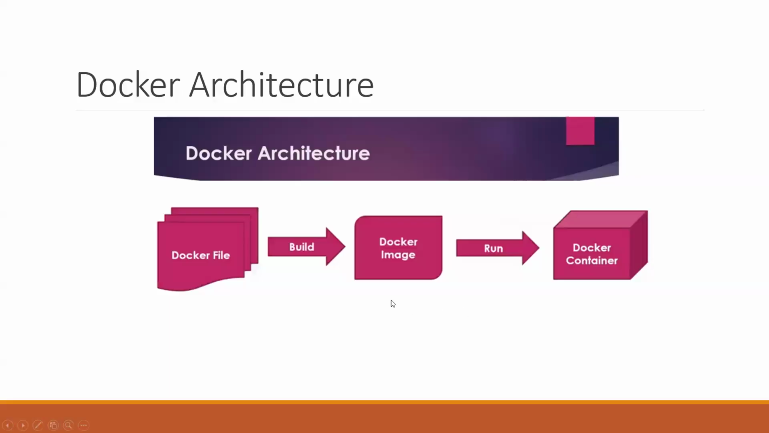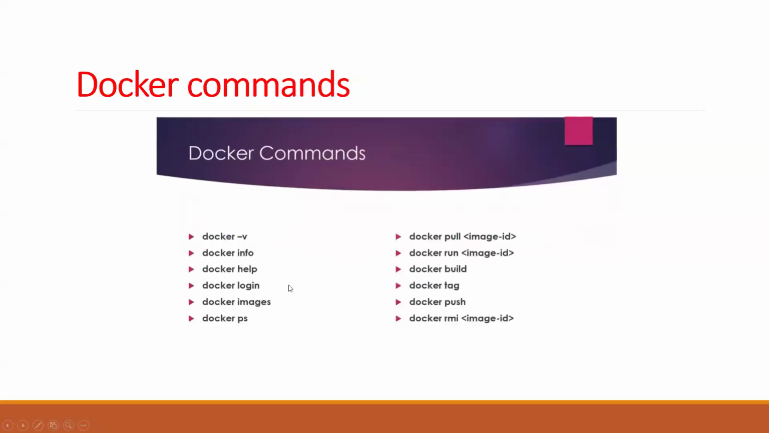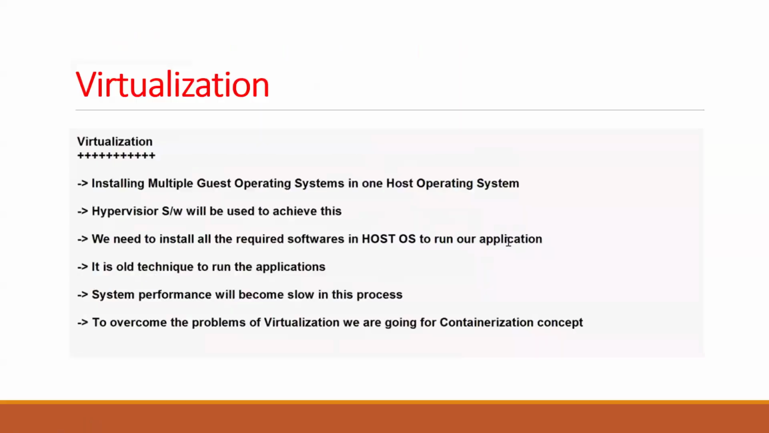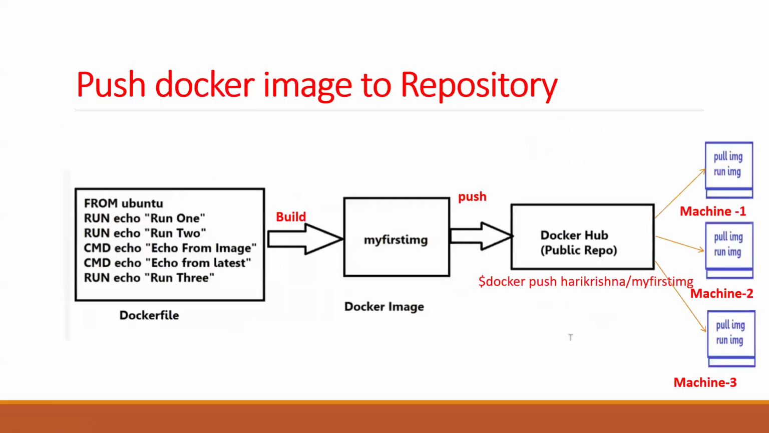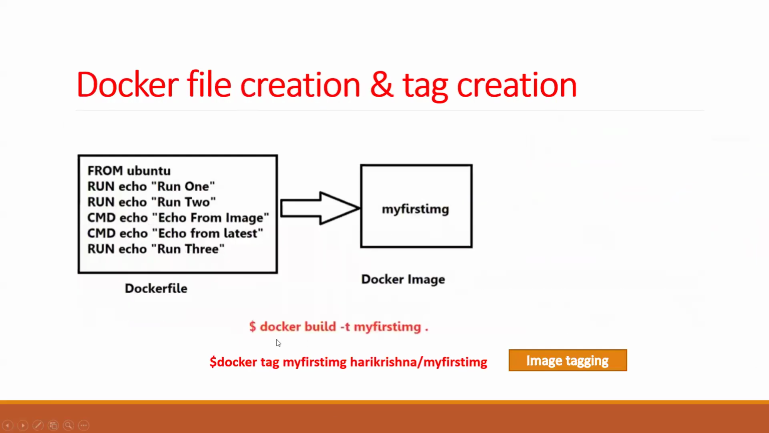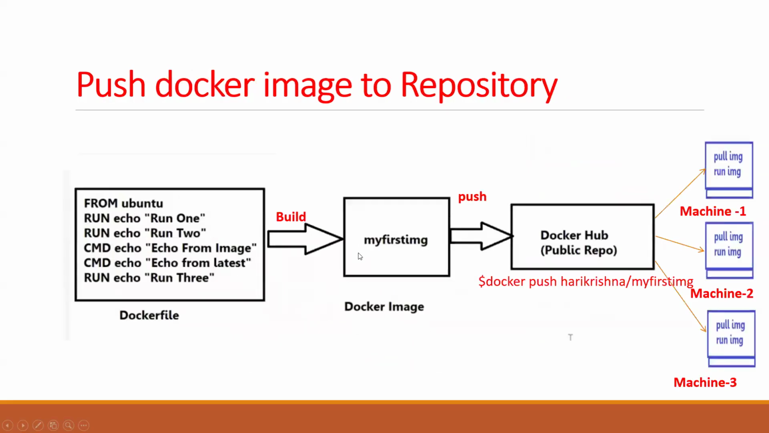How can you build the Docker image? By using which command, guys? By using the docker build command. It will build the image from the Dockerfile. That Docker image will be pushed to Docker Hub. For example, this is the dev environment, this is the QA environment, this is the production environment. We can pull it anywhere.